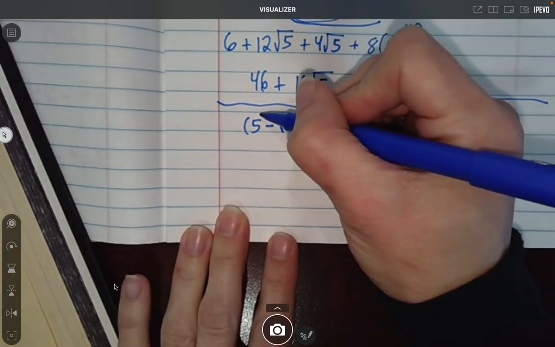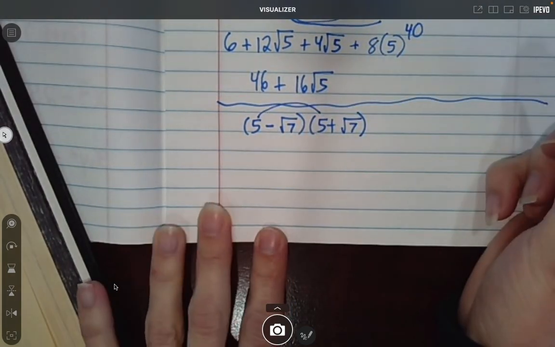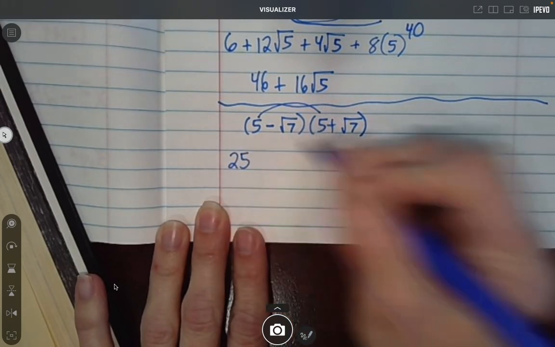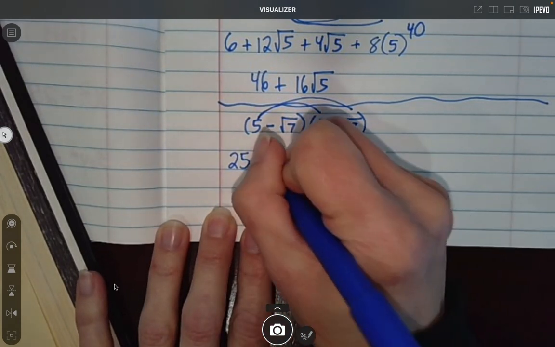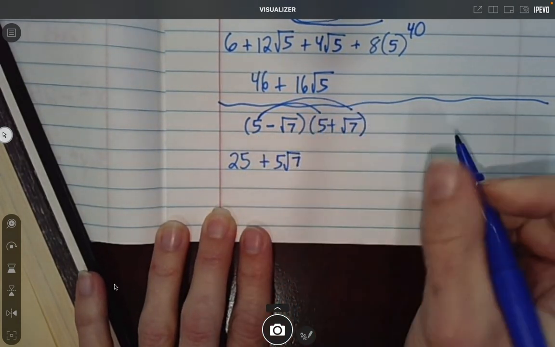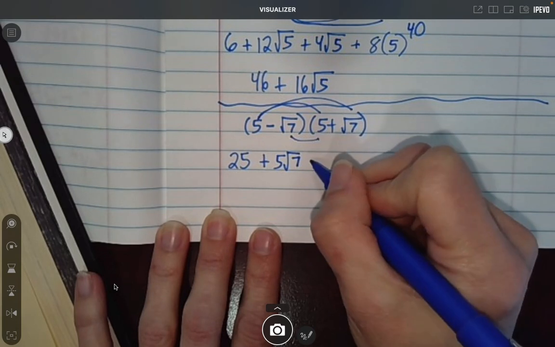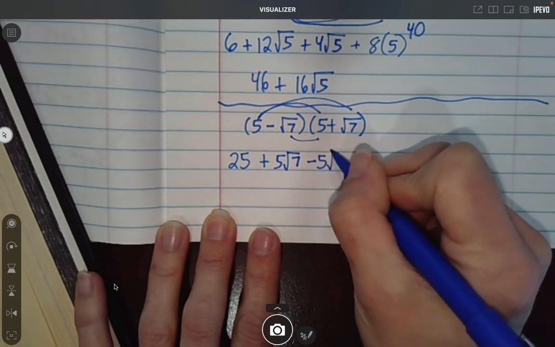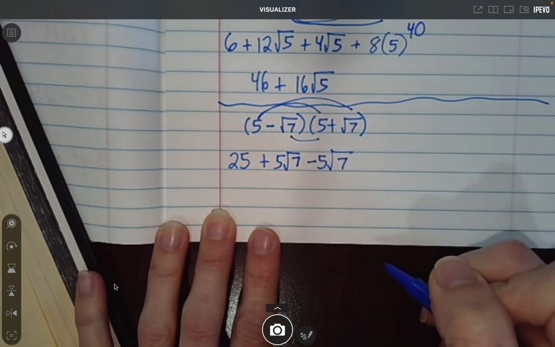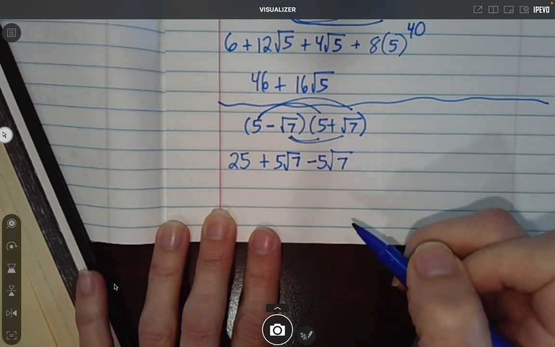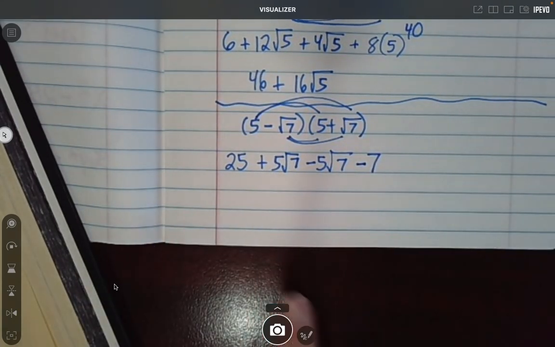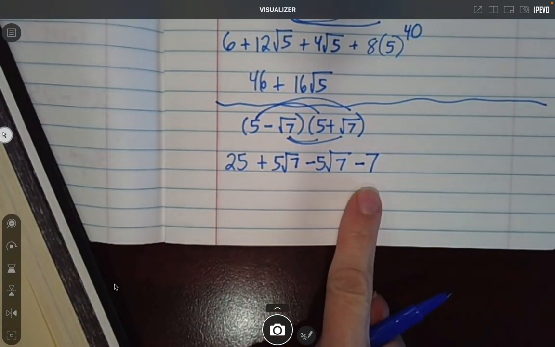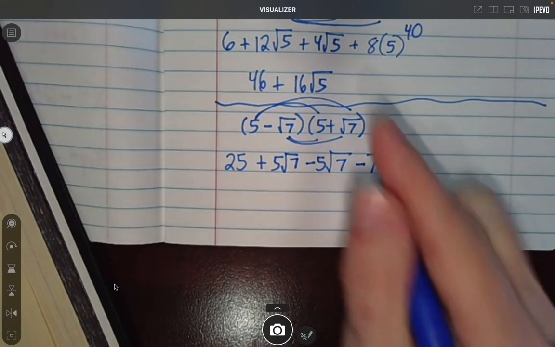Okay? So we're going to do 5 times 5, which is what? 25. 5 times the square root of 7. 5 square root of 7. Negative square root of 7 times 5. Negative 5 square root of 7. And negative square root of 7 times square root of 7. Negative 7. So it's 25 minus 7. What's that? 18.